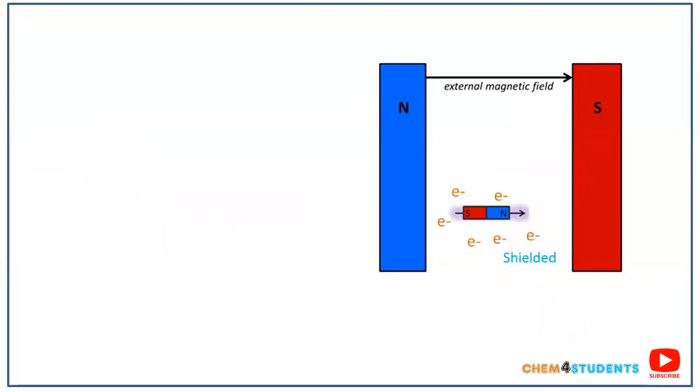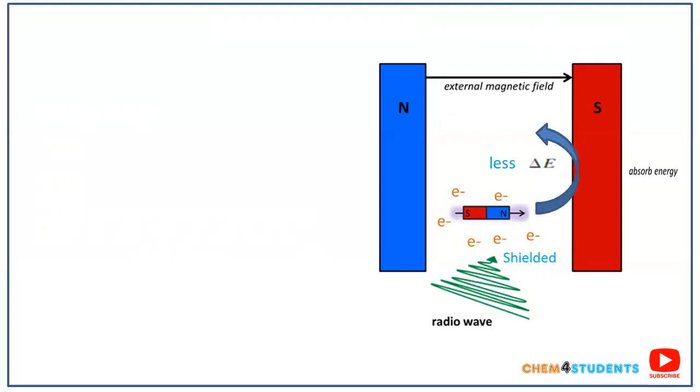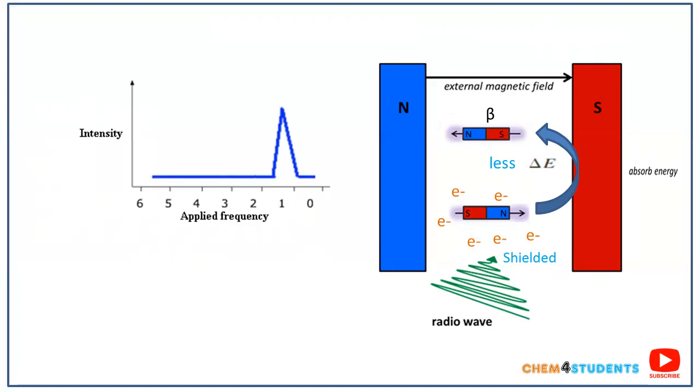Okay, let's see what happens when we place a shielded proton, a proton which has an electronic shield around it. Now we provide the radio frequency again, but this time it requires less energy to get into the beta state. That is the reason we get the peak at a lower frequency region, which is called upfield region. Only shielded protons will get the peak at the upfield region.